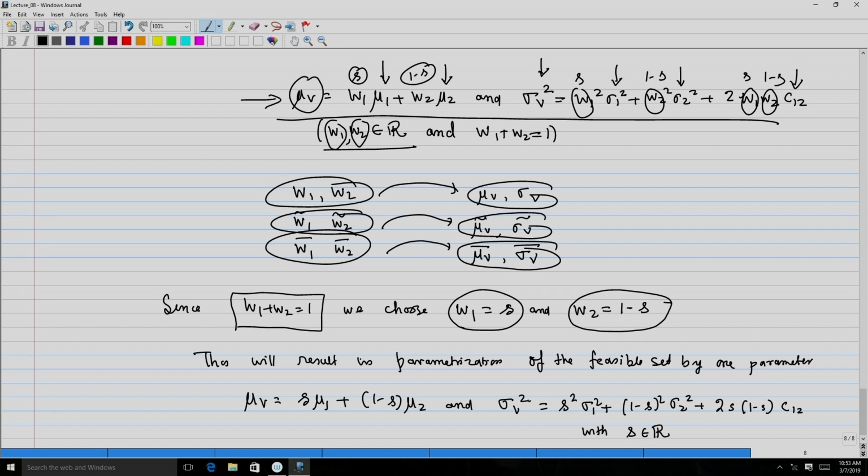So, now what you have is that you have the advantage that earlier where mu v was parameterized in terms of two variables W1 and W2, you have now rewritten the same thing in terms of one parameter, namely this S.